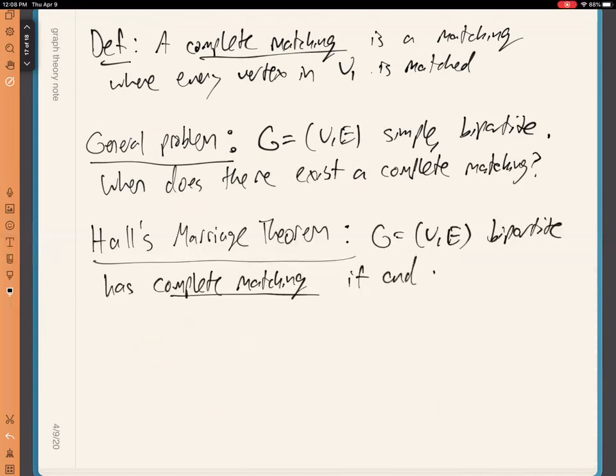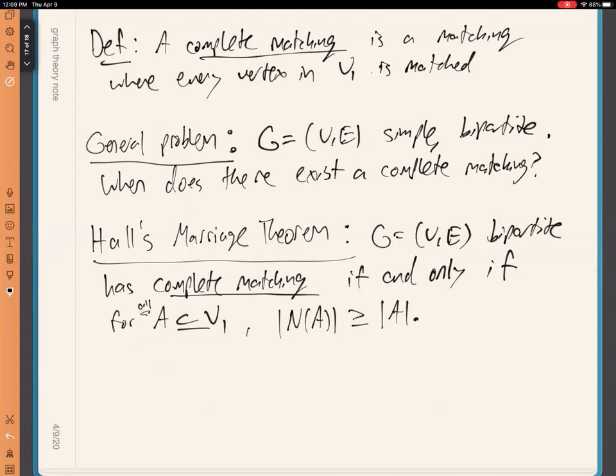If and only if I look at any subset A of the first vertex set V1, so for all subsets A of V1, if I look at the cardinality of the neighbors of A, then there are at least as many neighbors associated to that set as the cardinality of the set.